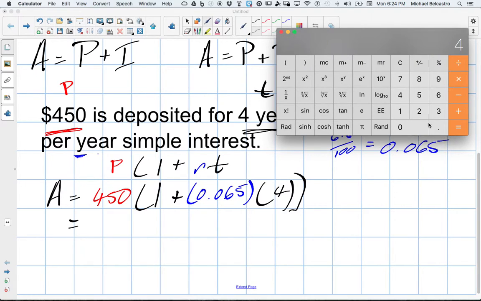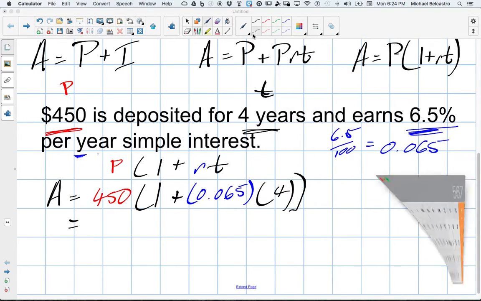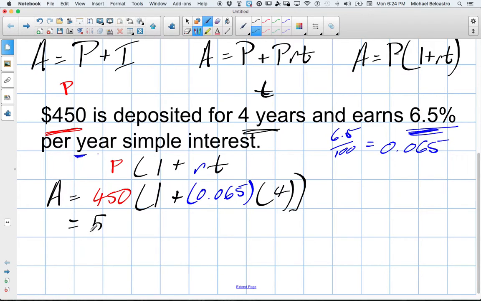4 times 0.065 equals, okay. And then I add 1, so plus 1. And then I multiply this by 450. So our new amount is $567. I did that all in one step, but it's essentially just algebra. Follow the inside of the brackets, do multiplication first, then add, then the 450.